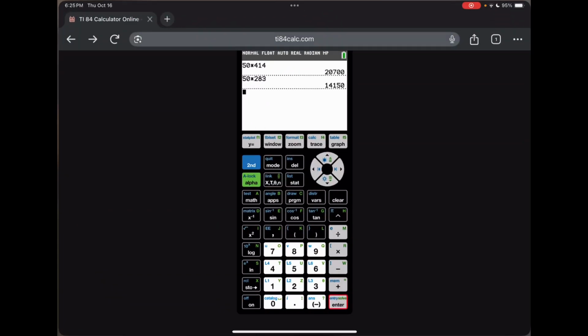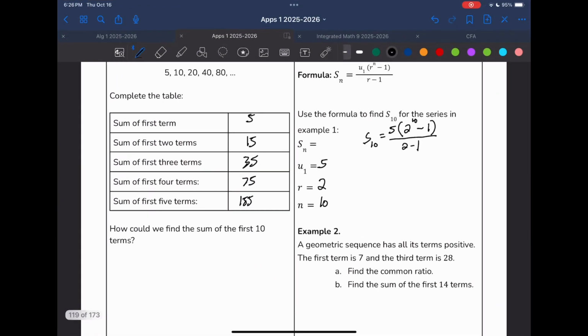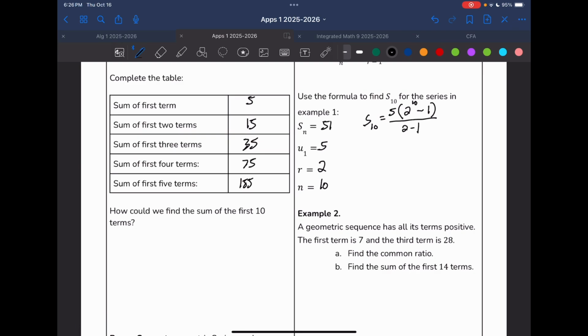So if we plug that into the calculator, we have in our numerator 5 times 2 to the 10th minus 1, and then all of that divided by 2 minus 1. And I recommend you put it in like this. Notice how I have one set of parentheses around the entire numerator, with the subtraction in a second set of parentheses, divided by a final set of parentheses. That way it's very clear we're taking 5 times 2 to the 10th, and then we're just dividing that by 2 minus 1, and we get 5,115.